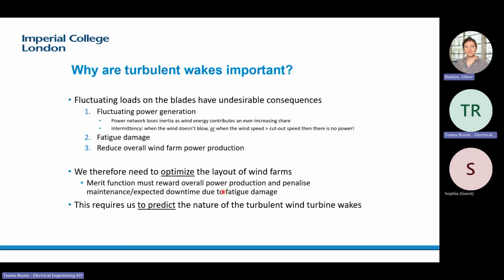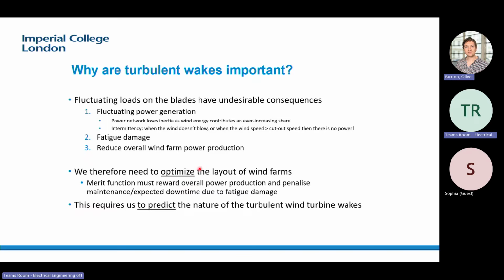So if we want to essentially deal with the fact that we have these turbulent wakes, we need to somehow understand them such that we can accommodate for the fact that these turbulent wakes exist when we design future wind farms. So in some sense, what the work that we're doing in my group is about is we're trying to develop the tools to optimize the layout of future wind farms, accounting for these negative consequences which arise from turbulent wakes.